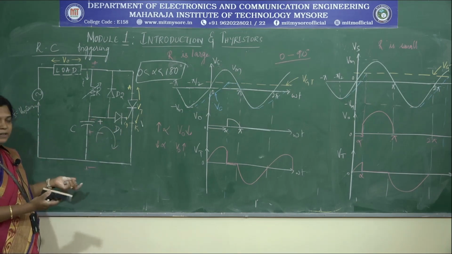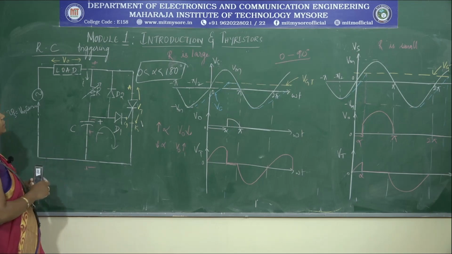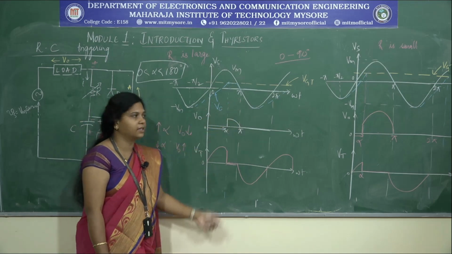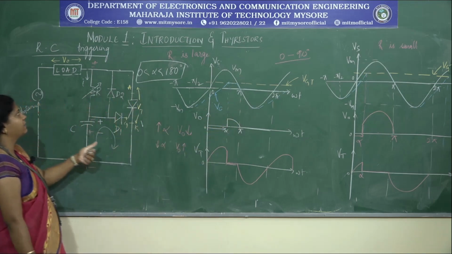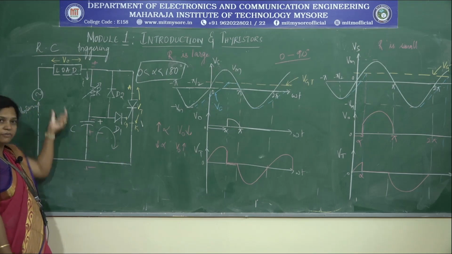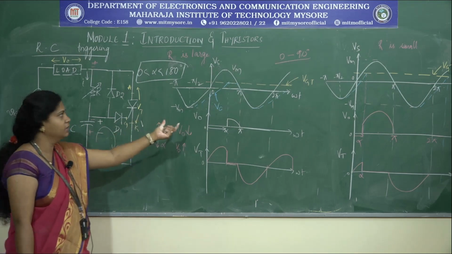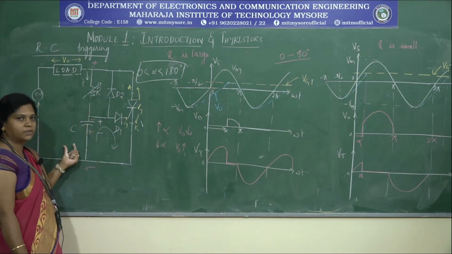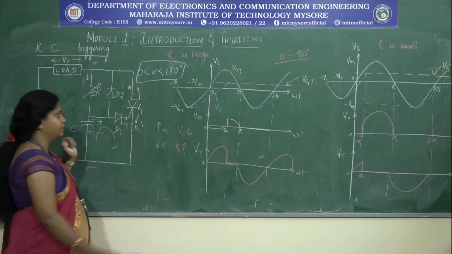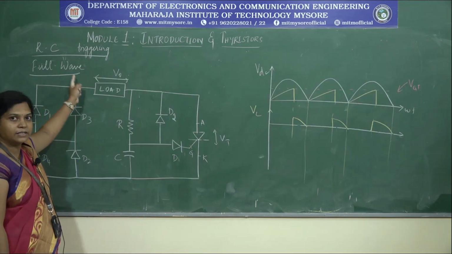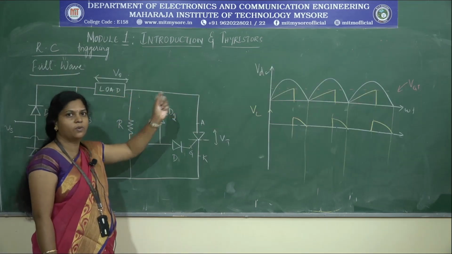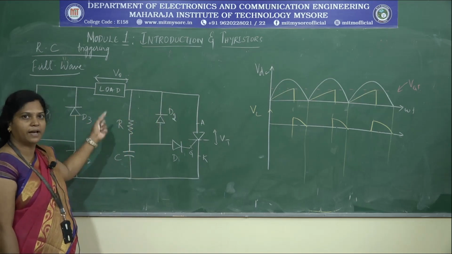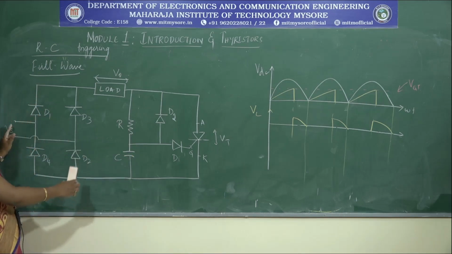Now, in advancement to this, if you want to use a full wave, see here, you are going to waste the negative half cycle. This is only for half wave, where you achieve control of only one half of the input waveform. If you want to do it in case of a full wave, the circuit is as follows. The previous RC triggering circuit which we saw was only controlling a half wave. Now if we want to control both half cycles, then we have to use this circuit.